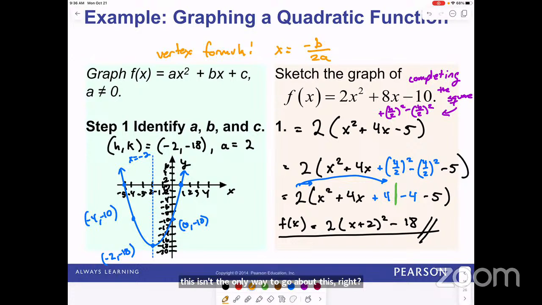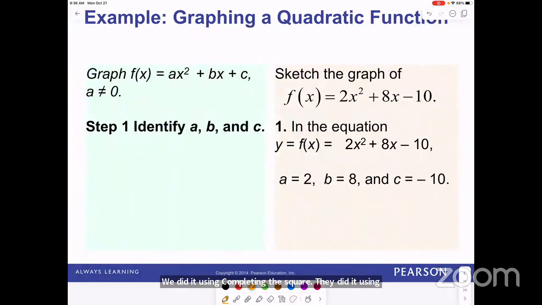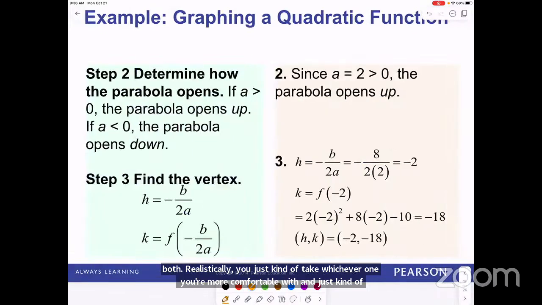So I'm glad that we did it different ways. We did it using completing the square. They did it using the vertex formula. You know, idealistically, you would be comfortable using both. Realistically, you just kind of take whichever one you're more comfortable with and just kind of adjust on the go, whatever, right? And so here you can see the vertex formula and the things that we discussed.